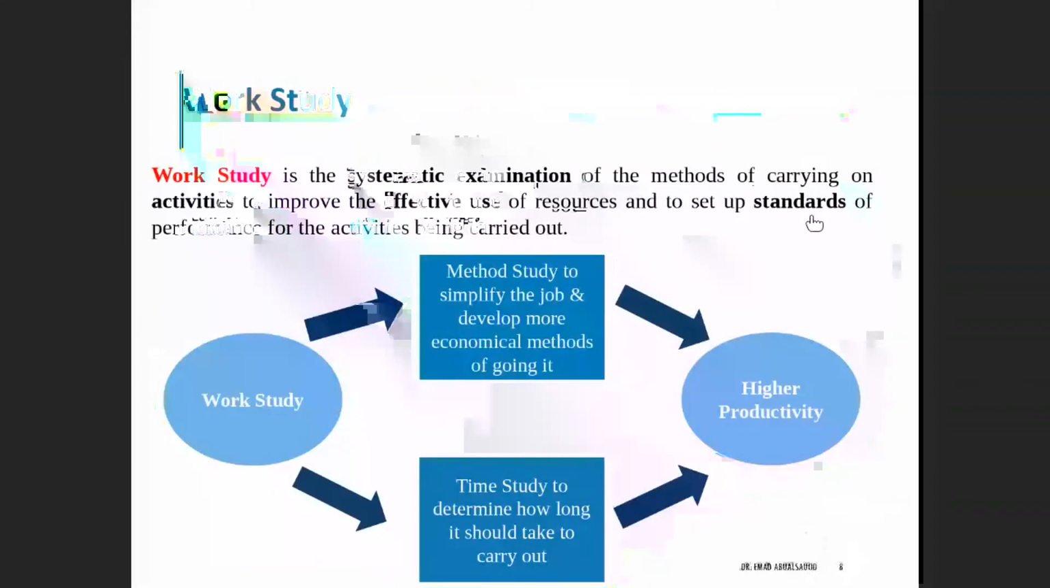Also to set up standards. What does to set up standards mean? This is more important than the previous one, because this can also come up, as we said, in ergonomic design, but this one is very important. Set up standards of performance for the activities being carried out. This is very critical. If you don't have it in your process or your operation, that is one of the major reasons you have variability in the process.